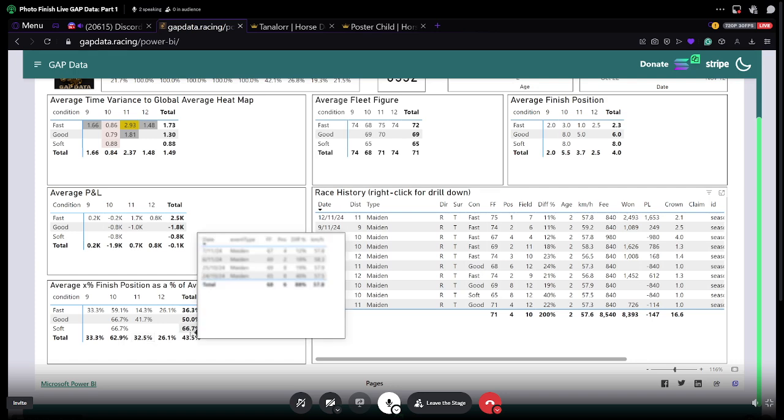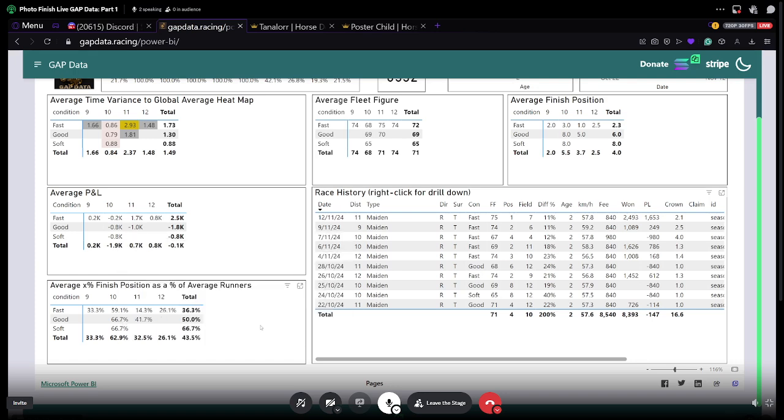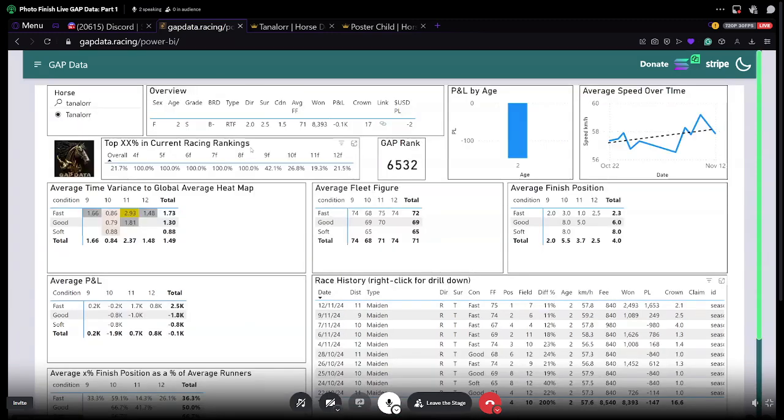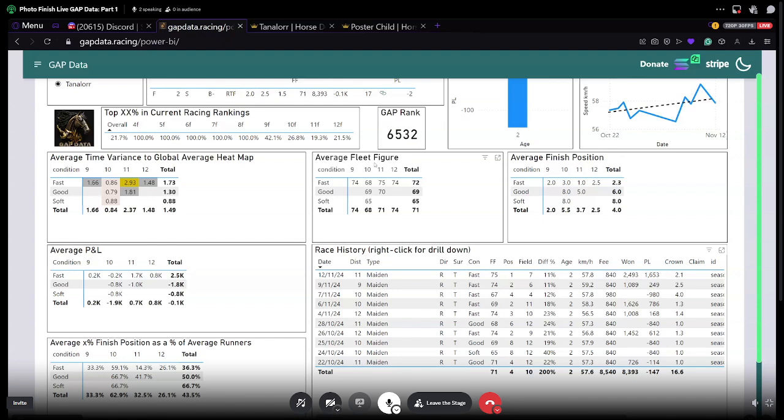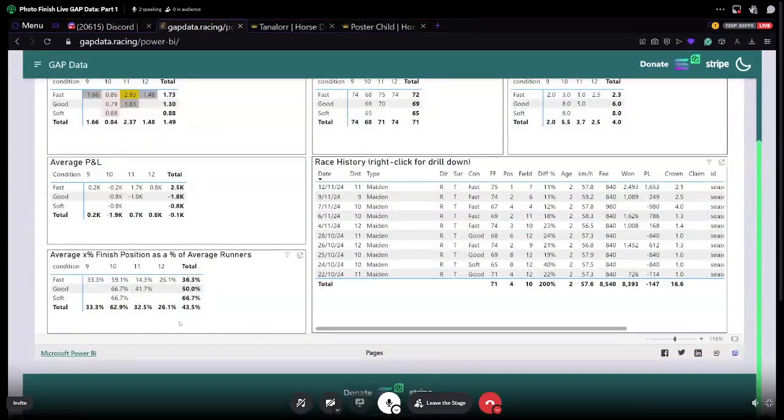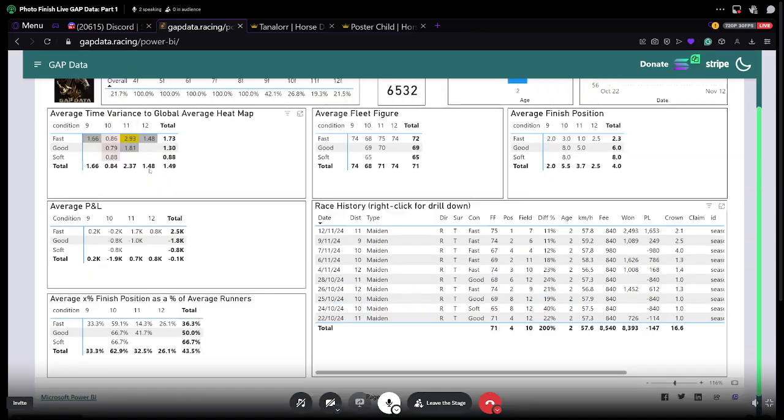And then down here, average finish position. This is similar to this one up here in a way. I don't really use this one either. It's not that important. It's the exact same information as pretty much all these other ones, but just as a percentage, right?